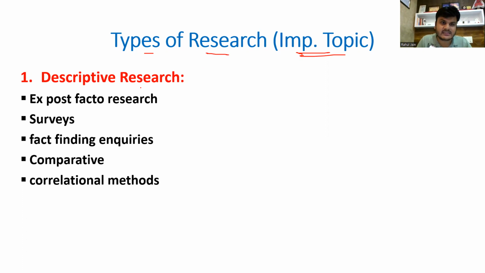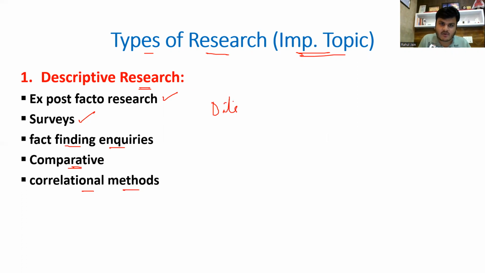The first one is descriptive research. Basically, descriptive research is a kind of ex post facto research. It means that so much factual information should be there that can be gathered via different methods, maybe via surveys. It also uses fact-finding inquiries, comparative studies, and correlational methods. So basically, descriptive research contains a lot of description about the given topic of the domain.